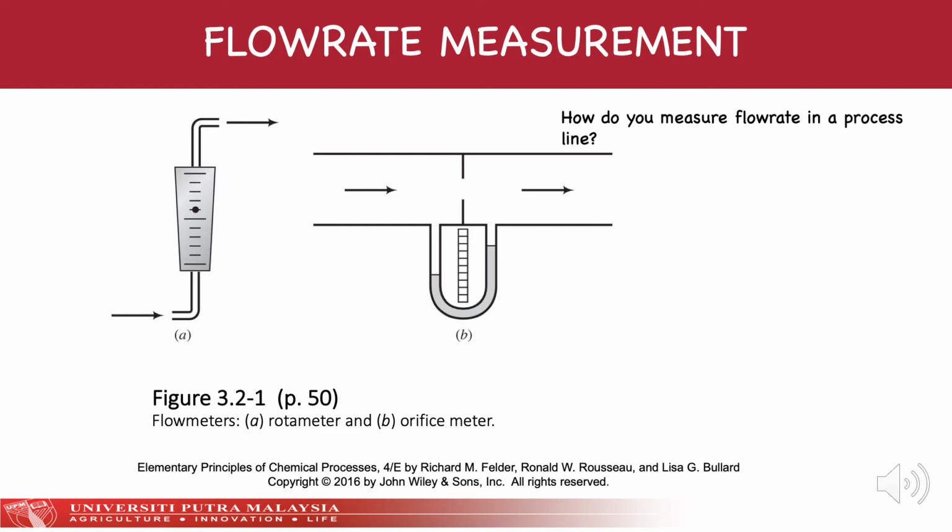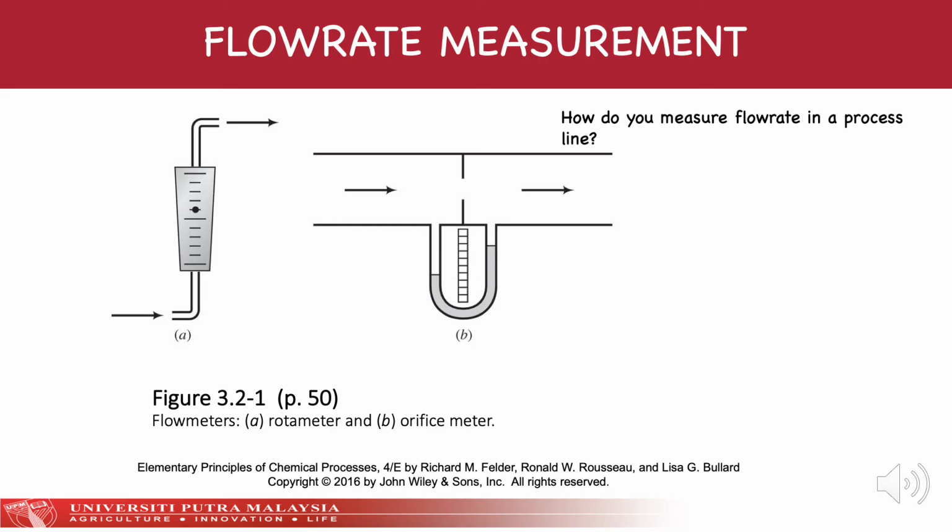Another one is what we call an orifice meter. In the orifice meter, we have a small gap which obstructs the flow of the process stream, and here the pressure drop between the 2 points will be measured, and that will be calibrated into the flow rate of the process line.